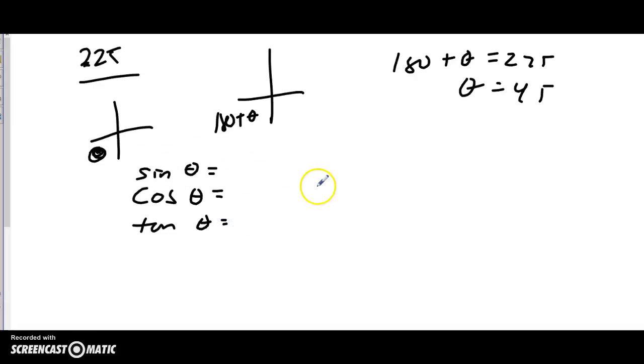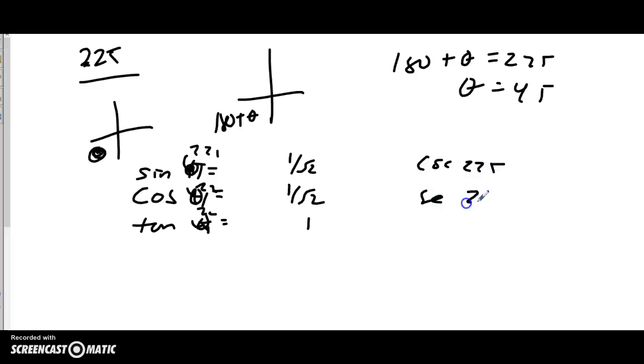And we have some negatives we're going to throw in here in a second. But let's look at this real quick. And that's 1 over root 2, 1 over root 2, and 1. Okay. And then if I want to find what cosecant of, oh, this would be 45, 45, 45. Oh, sorry, 225, 225, 225. Cosecant of 225, secant of 225, and cotangent of 225.